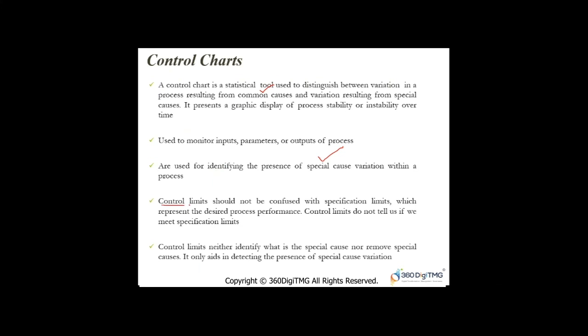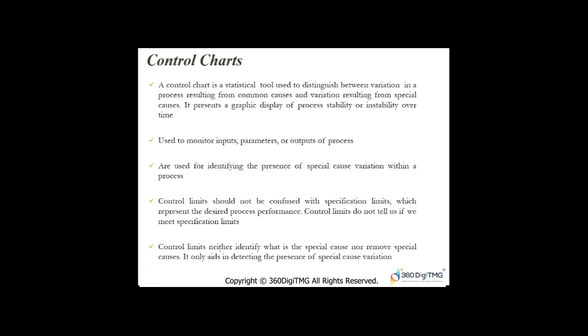Do not confuse your control limits with your specification limits. Specification limits are provided to you by the customer. Control limits are automatically calculated based on the data points. Control limits do not tell us if we meet the specification limits or not. They do not say so. They're just going to monitor your process. That's it. Because sometimes your control limits might be outside your specification limits also. The upper control limit can be here, and your lower control limit, and you can have your upper specification limit and lower specification limit here. So all that is possible.